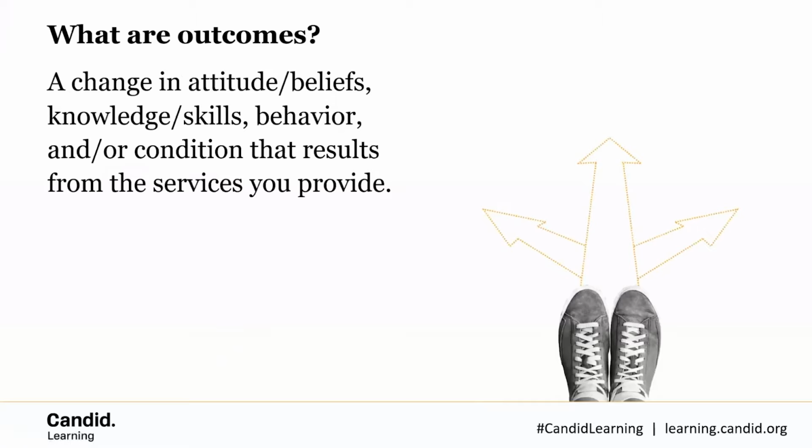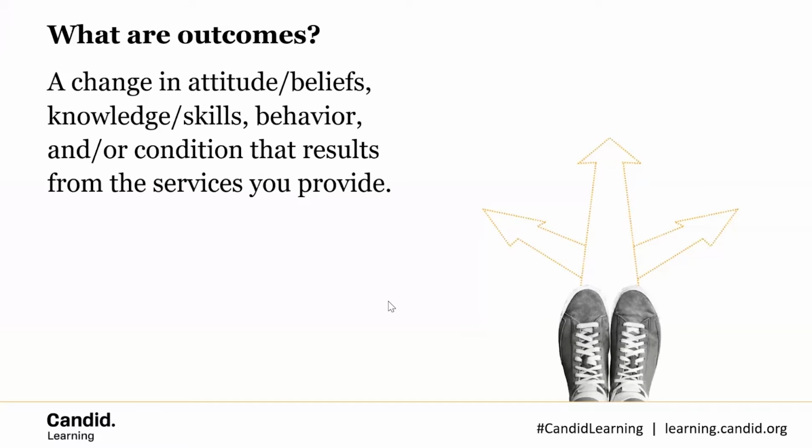So what are outcomes? We want to make sure we're starting to talk about the language of outcomes because we know what they are to some degree, but sometimes we don't speak in the way that it's kind of obvious and people can understand. So outcomes are a change. They're a change in attitude and beliefs, knowledge and skills, behavior, and or condition that results from the services you provide. Outcomes are essentially when you're thinking about why you decided to have a particular program and why you decided to start a nonprofit, they're kind of that North Star.